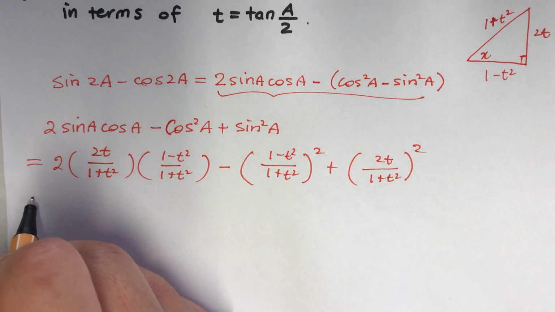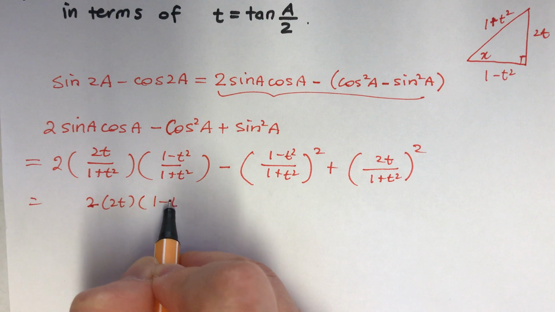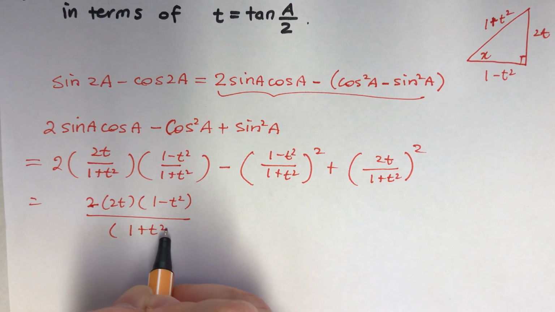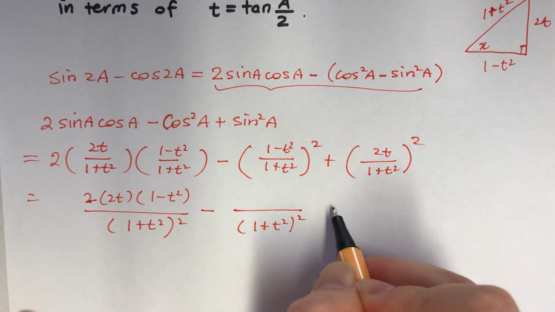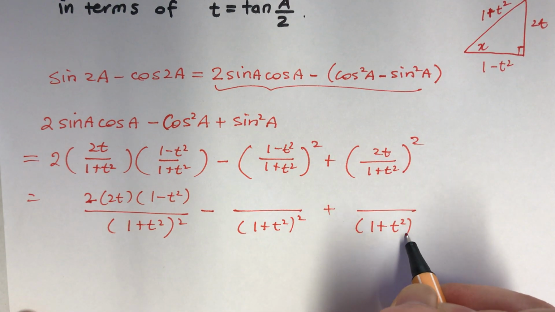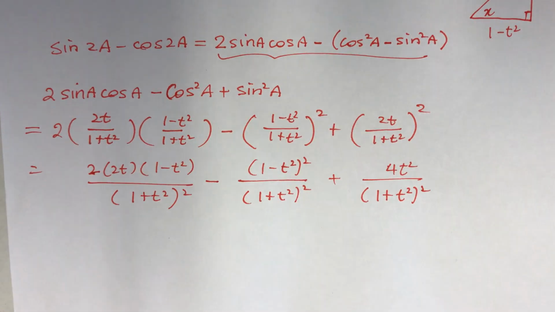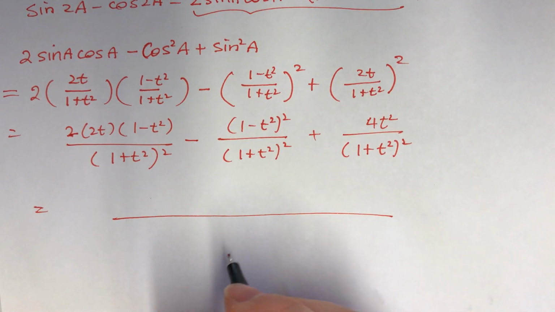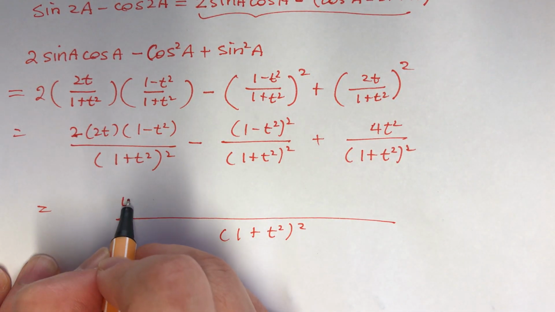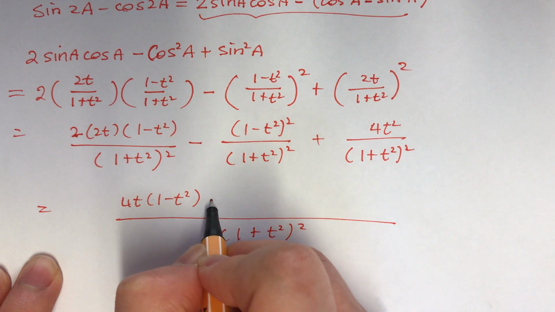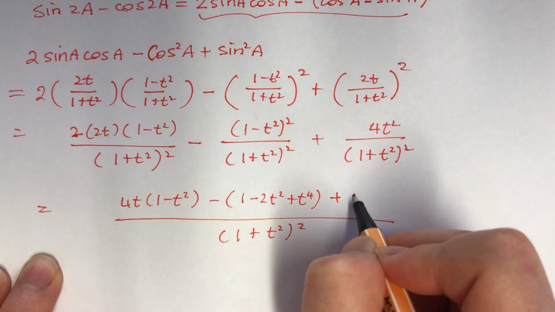Okay, that's not too bad. I'm going to go 2 times 2t(1 minus t squared) all over (1 plus t squared) squared. And then luckily, it looks like we all have the same common denominator, which will be (1 plus t squared) squared, so I can make the whole thing into one fraction. This one will be 4t(1 minus t squared), and then I'm just going to expand this: 1 minus 2t squared plus t to the power 4 plus 4t squared.